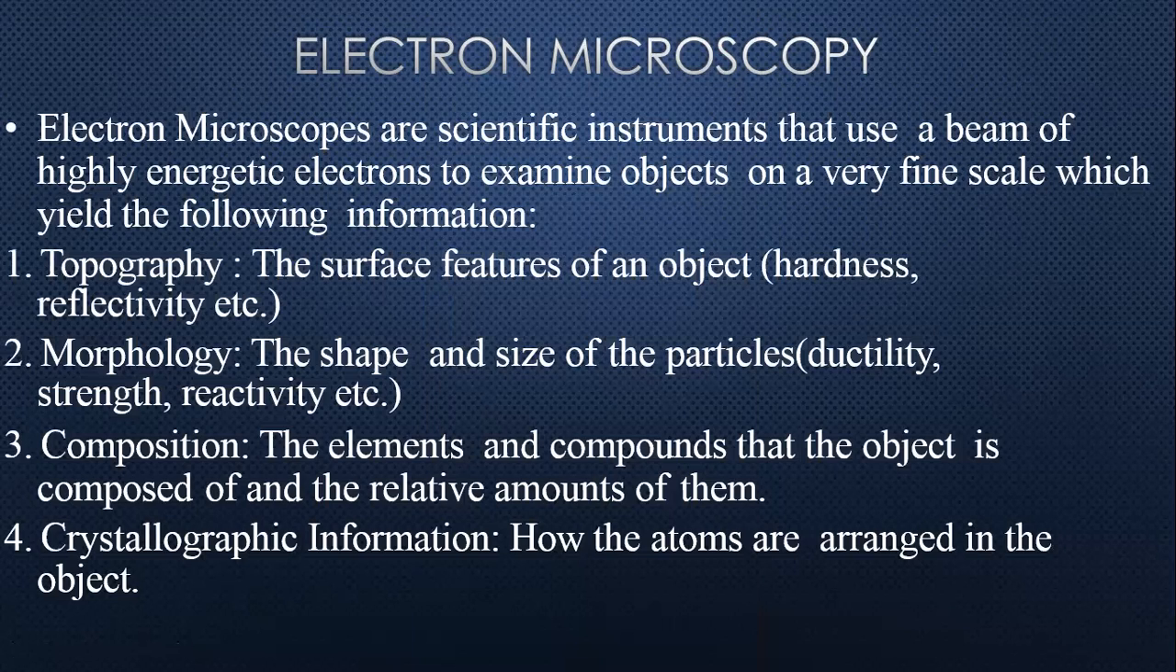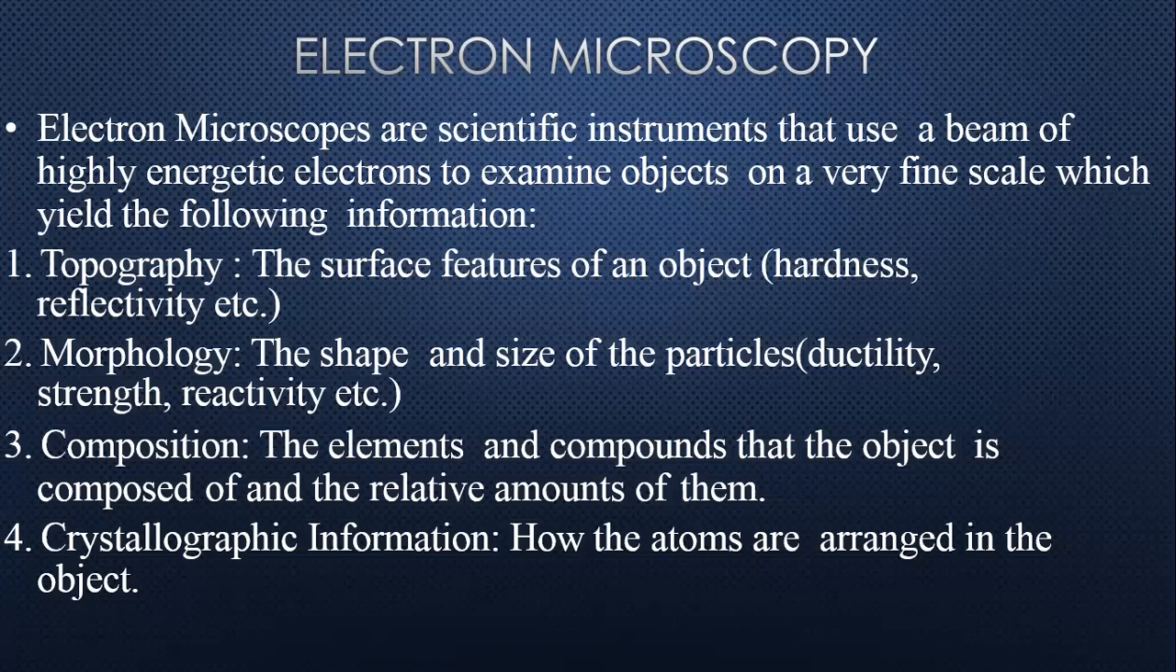Electron microscopes are scientific instruments that use a beam of highly energetic electrons to examine objects on a very fine scale, which yields the following information. It can give information on topography, the surface features of an object, including hardness and reflectivity, that come under the topographical information of the material or the nanoparticles.